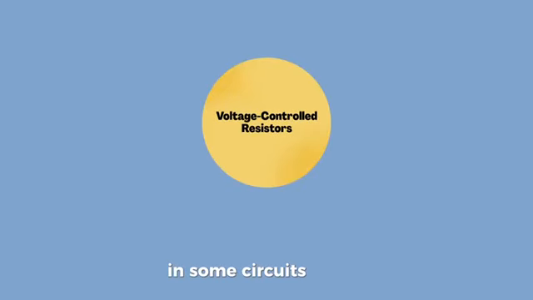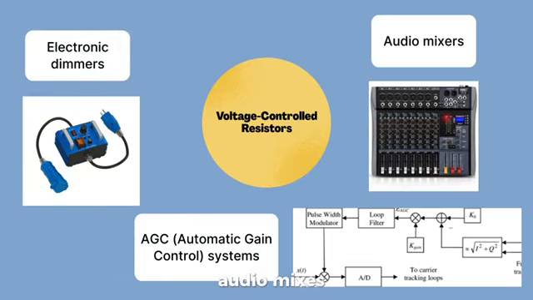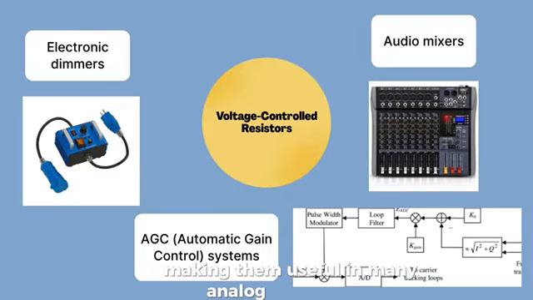In some circuits, FETs act as voltage-controlled resistors. By adjusting the gate voltage, the channel resistance changes smoothly. This function is commonly used in analog circuits such as electronic dimmers, audio mixers, and AGC, automatic gain control systems. FETs provide precise control with excellent stability, making them useful in many analog applications.